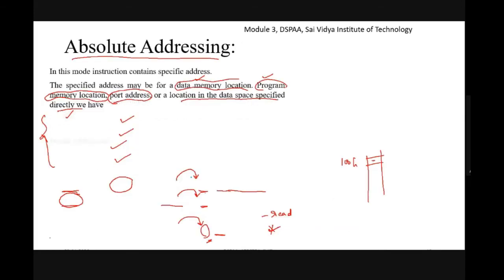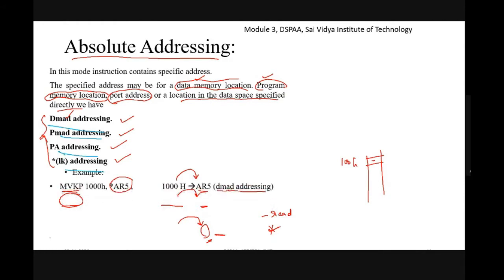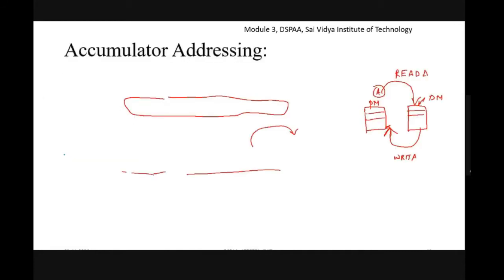And we also learned the absolute addressing mode. In absolute addressing mode, we have DMAD addressing, PMAD addressing, PA addressing, and *(lk) addressing. DMAD means data memory location, PMAD program memory location, PA port addressing, and *(lk) is the immediate number that is given. So these are the four different types of addressing, and we have different examples of this. MVKP, MVPD, PORTR, LD are the instructions that we use.